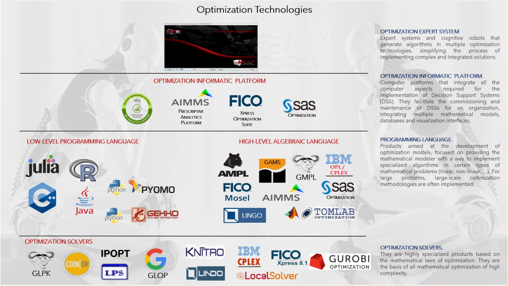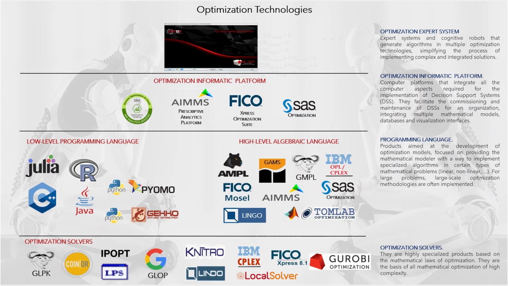Optimization technologies can be organized as follows. Optimization solvers. According to HAI, the most used are the commercial solvers, IBM CPLEX, Gurobi and Xpress. The course will focus on the relationship between solvers and GAMS. Programming language. Products aimed at the development of optimization models, focused on providing the mathematical modeler with a way to implement specialized algorithms in certain types of mathematical problems, linear, nonlinear.